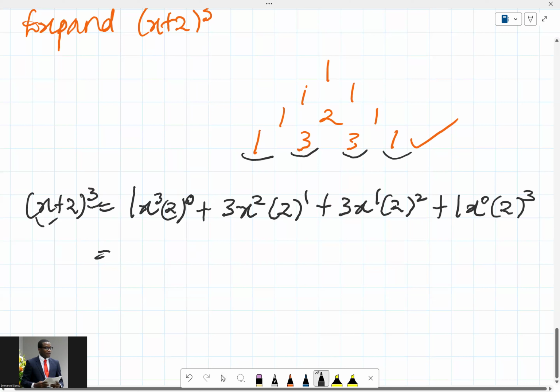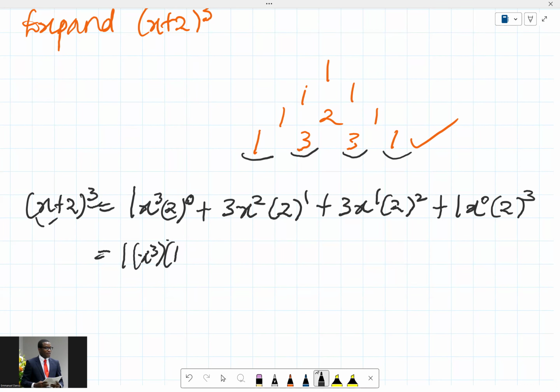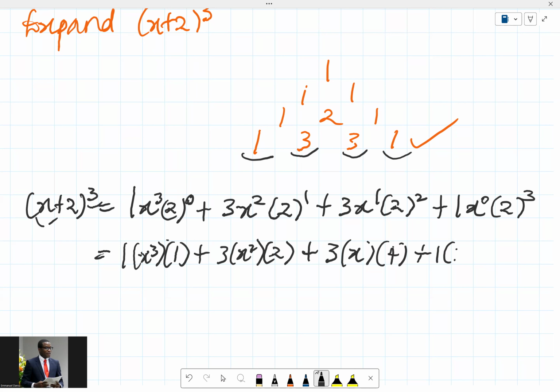So this is 1 into x cubed into 2 raised to power 0 is 1. Anything raised to power 0 is actually 1. Then plus 3 into x squared. 2 raised to power 1 is 2. Plus 3 into x raised to power 1, which is x, into 2 raised to power 2, which is 4. Plus 1. X raised to power 0 is 1. Okay, 2 raised to power 3 is 8.